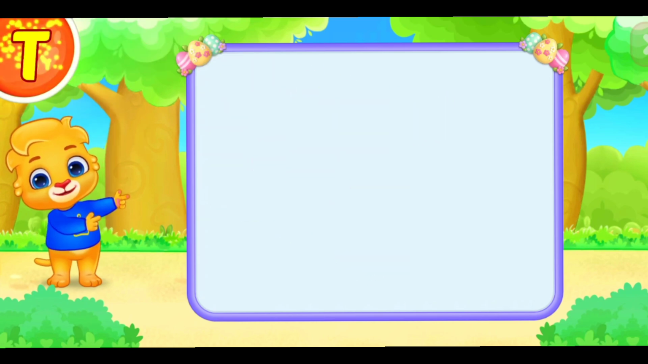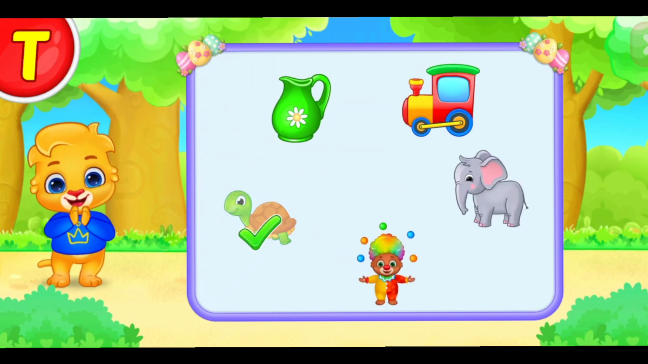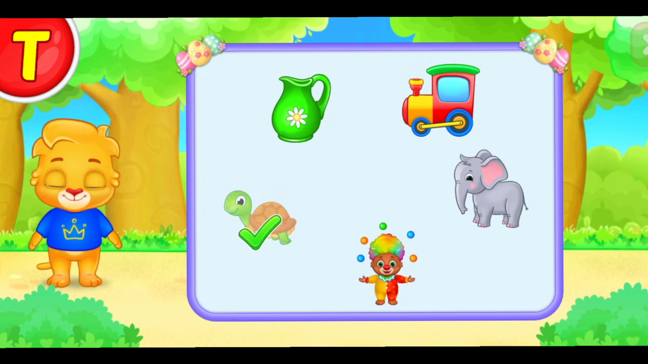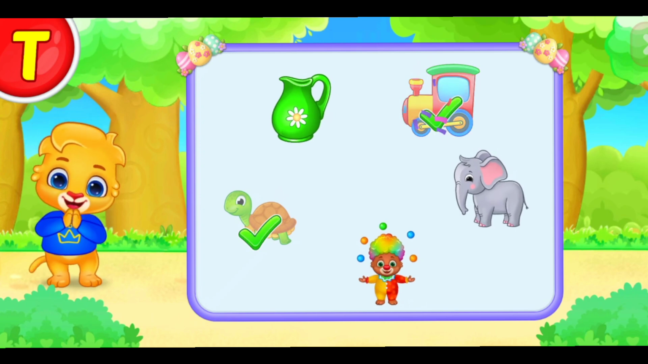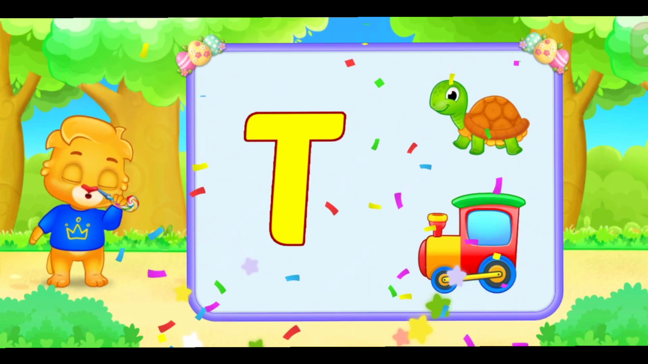Tap the picture that starts with letter T. T is for turtle. T is for train. Well done.